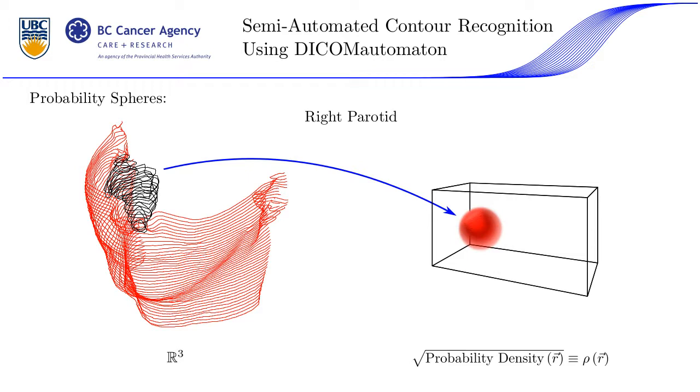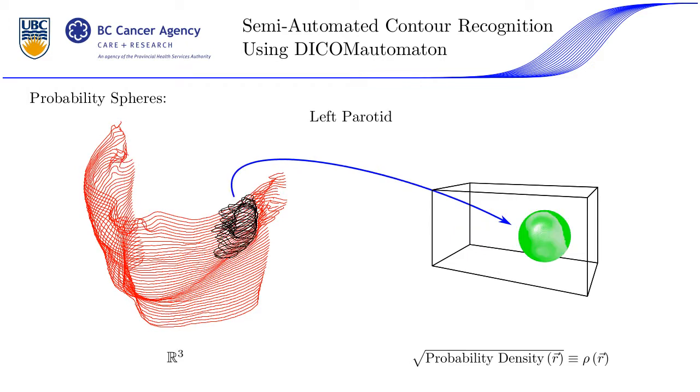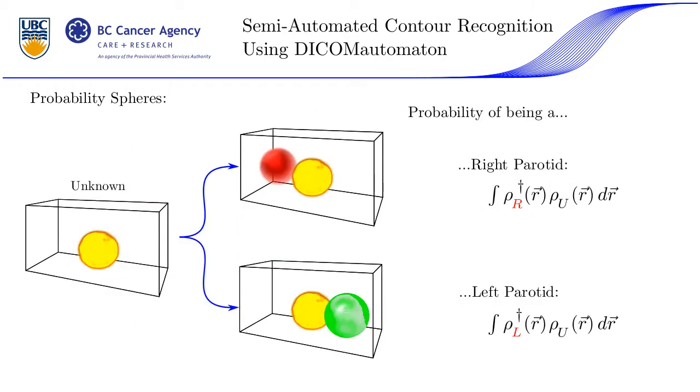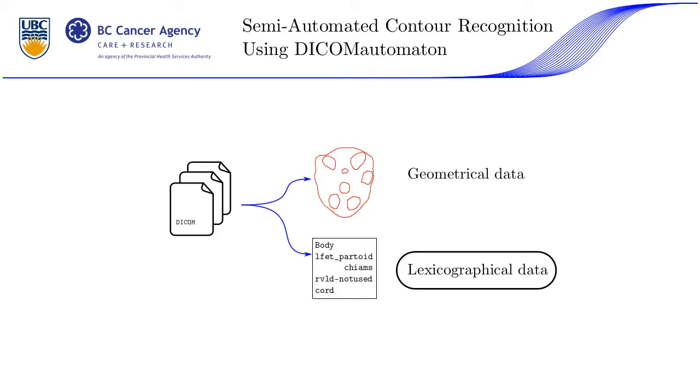In this case, we take contour data in R3 and map it into a Hilbert space, into the square root of a probability density function. We can do the same thing with the left parotid, and then when we're given an unknown contour, we do the same procedure and look at the overlap with the known structures, in this case the left and the right parotid. So in this case, we can probably be sure that it's not either.